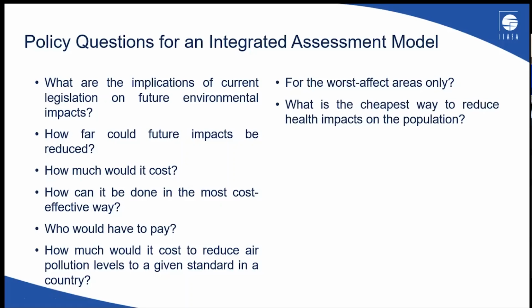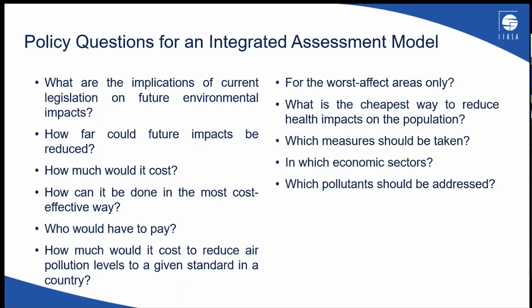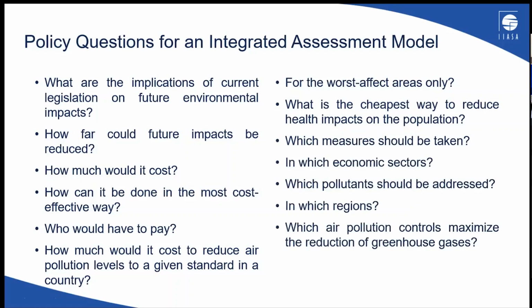Now, what is the cheapest way to reduce health impact on the population? Which measures should be taken in which economic sector, which pollutants should be considered in which regions, and which air pollution control maximizes the reduction of greenhouse gas emissions? It is about the co-benefits. So these kinds of policy questions you can ask of integrated assessment modelers, and the IAM must be able to deliver a justifiable response. And because you are working either as researchers or with the ministries and involved in these environmental management issues, you may also have your own questions.